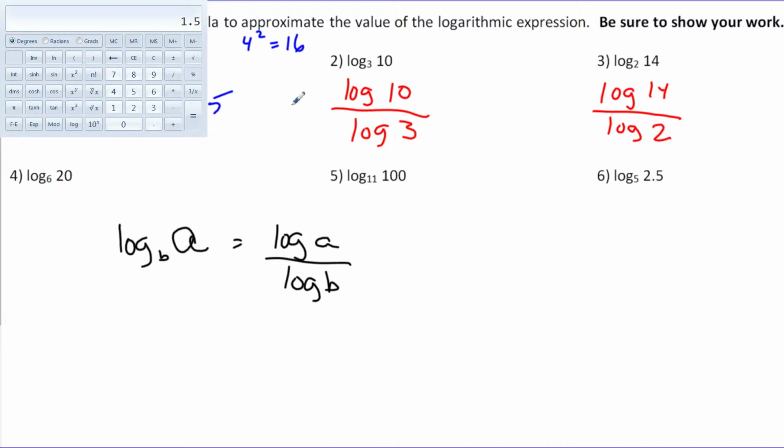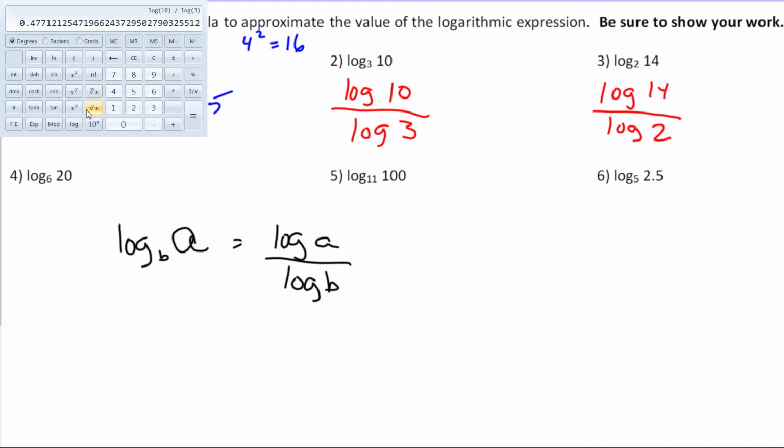For the other problems, I'll just do one more calculation. I'm going to do log of 10, so I'm going to hit 10 and hit my log button. You might need to do it the other way around and hit log and then 10. Then I'm going to divide it by the log of 3.